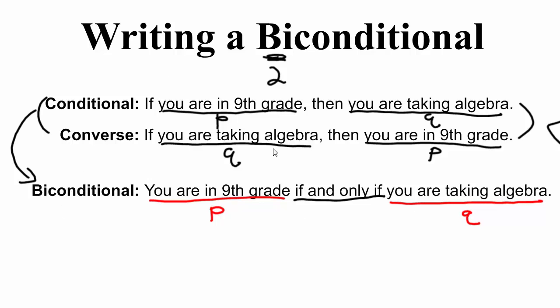So if I want to write it as a biconditional, I can see that we're going to use the words if and only if, and at the beginning, prior to if and only if, we place the hypothesis there, and the conclusion would come after the words if and only if.